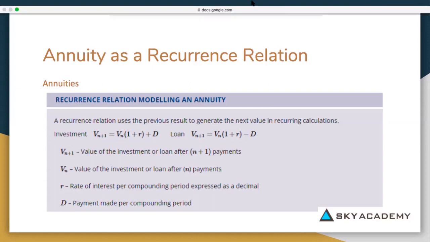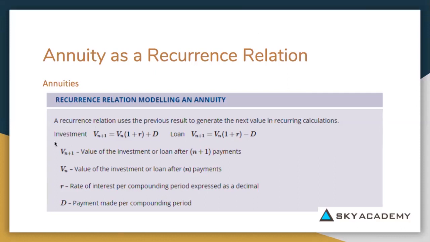If we have a look here, we have 2 formulas, one for investment and one for loan. The only difference between the two is that here we have a plus symbol and here we have a minus symbol. If you have a loan, you want to pay it back, so you want to subtract money from the loan. That's why there's a minus there. You want the loan to get smaller. Whereas with an investment, you want to build it up. You want your investment to get bigger, so you're adding your payment to it. Let's have a look at an example.